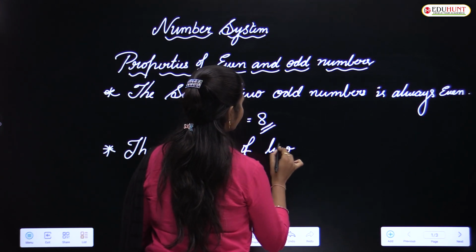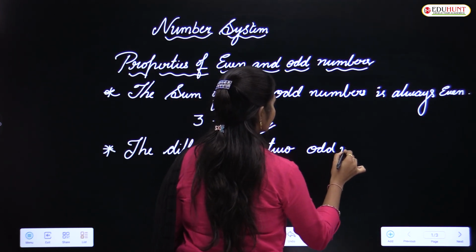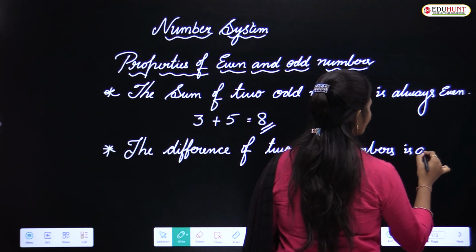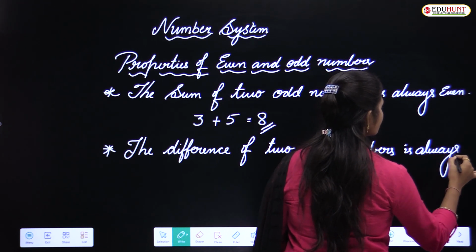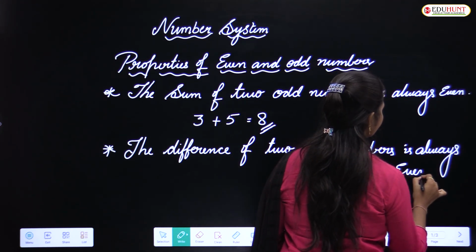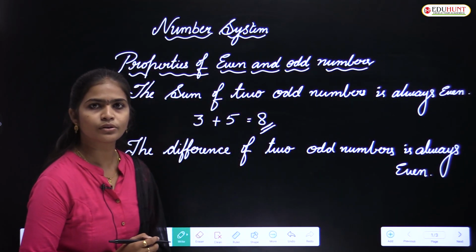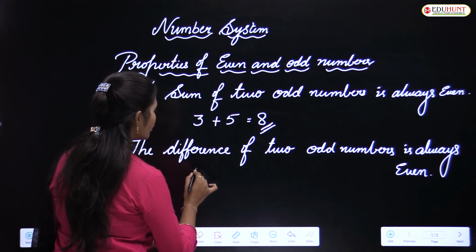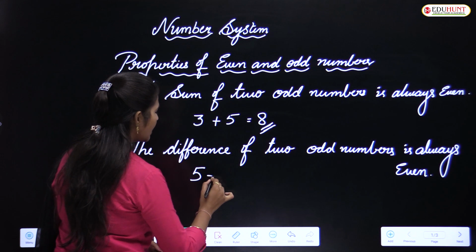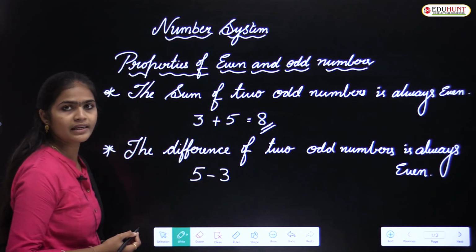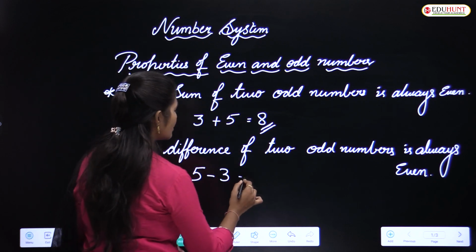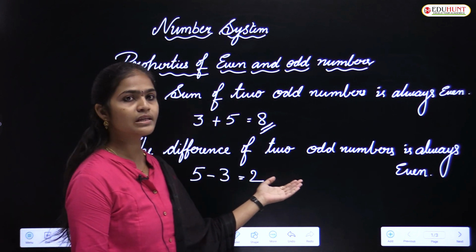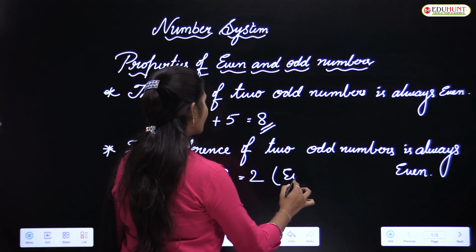The difference of two odd numbers is always, what will you get here? Yes, that is always even. This is also even only. Is it true? Check that once. Here I am going to take one odd number as 5, another odd number as 3. So its difference gives an even number. 5 minus 3 is equal to 2 only, no? So 5 minus 3 is equal to 2, which means 2 is an even number.